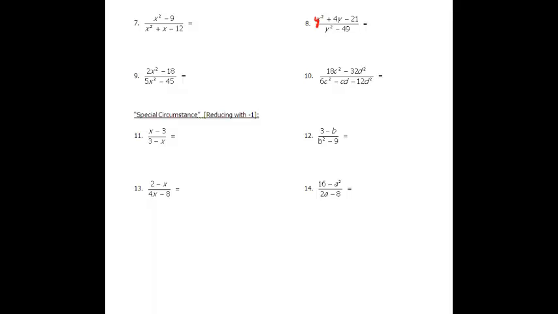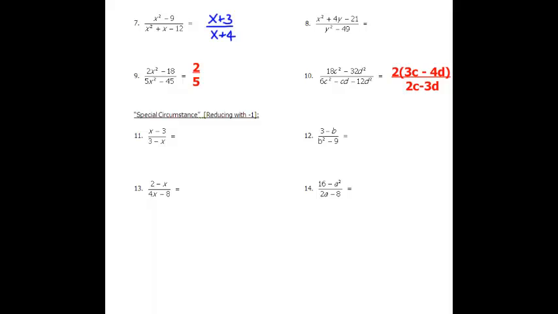In the numerator, I'm going to get, I hope you factored that on your own, y minus 3 and y plus 7. In the denominator, I get y plus 7 and y minus 7. So all of those groups are connected by multiplication, so I can cancel those out, and then I'm left with y minus 3 over y minus 7. Final answer. Try 7, 9, and 10 on your own, and then come back and we'll do a little work with 11 through 14. Here are the answers for 7, 9, and 10. If you have remaining questions, make a note of those and we'll address them tomorrow.